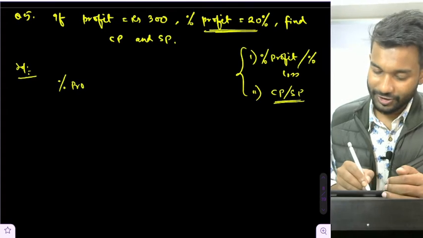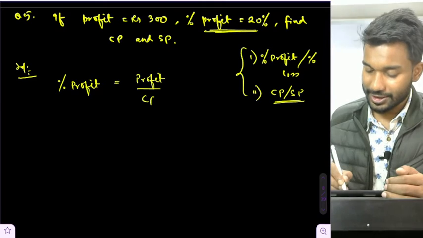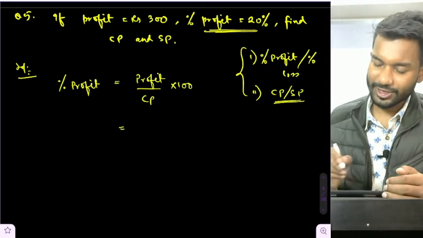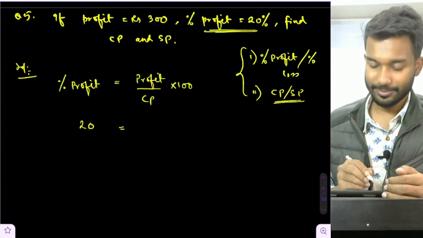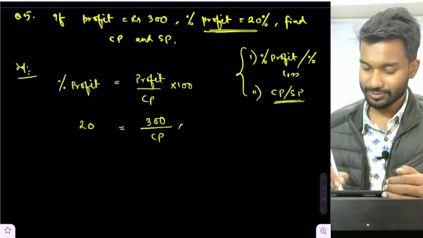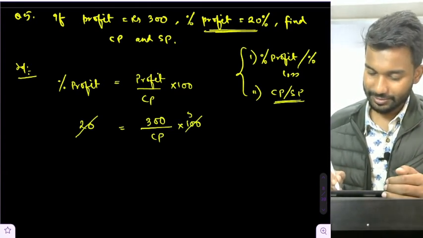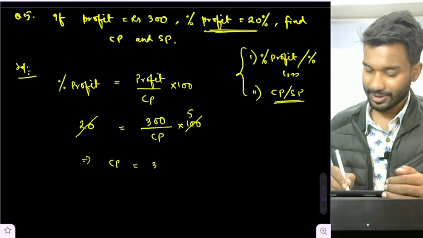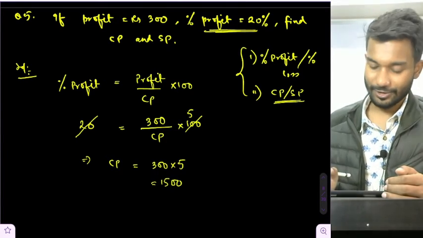We know percentage profit is equal to our what? Profit upon cost price into 100. This is our formula. Percentage profit is 20%. Just now I explained to you. Although it is written 20%, we'll write 20. Profit is our how much? 300. Cost price of the article we do not know. Into 100. So 25 times. Cross multiply. Here one time, one is left. So cost price will be how much? 300 into 5. That will give us 1500. I hope it is clear.